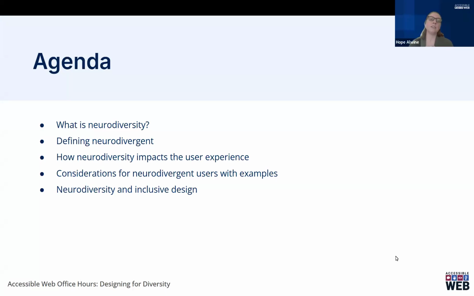Going to our next slide, we're going to talk about the agenda. First, we're going to define what neurodiversity is, and then do a deeper dive into defining neurodivergent and some conditions that are labeled as neurodivergent, and then move into how neurodiversity impacts the user experience. Next, we're going to cover some considerations for neurodivergent users with some examples, and wrap it up with neurodiversity and inclusive design. All right, let's get started.